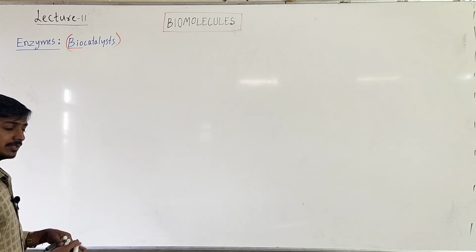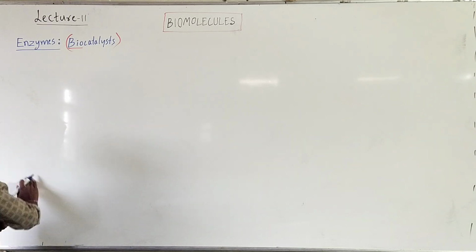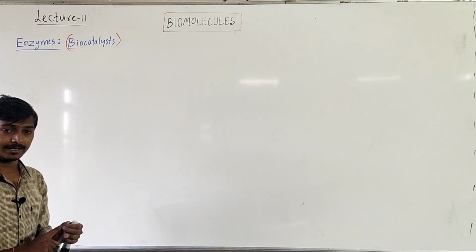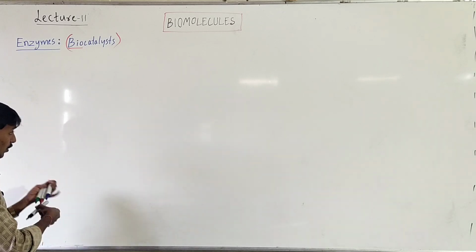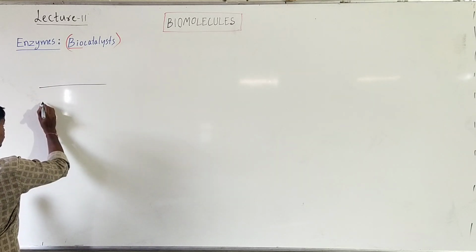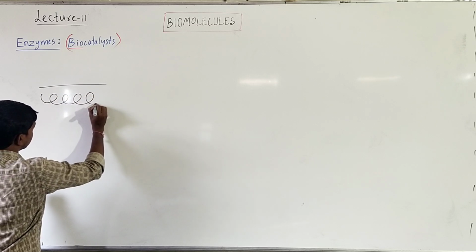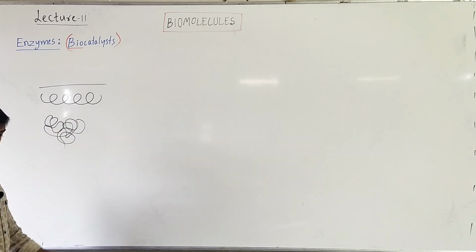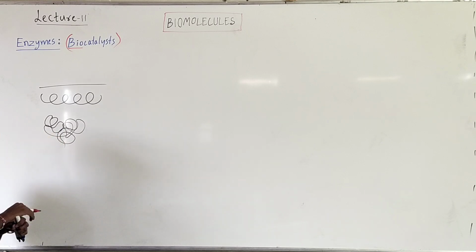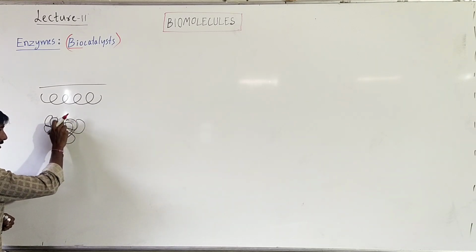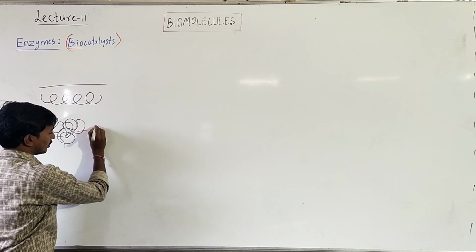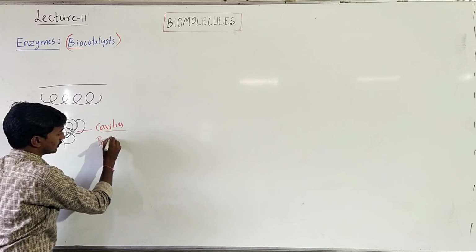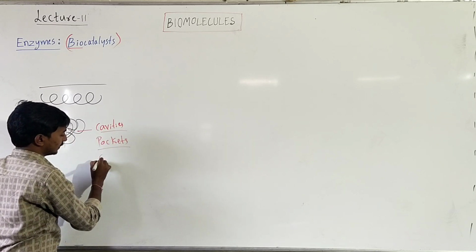Okay, and in the last class we came to know that just like protein, the enzyme also has a primary structure, secondary structure and a tertiary structure. Mainly in the tertiary structure there are some cavities, or the pockets, or the crevices.